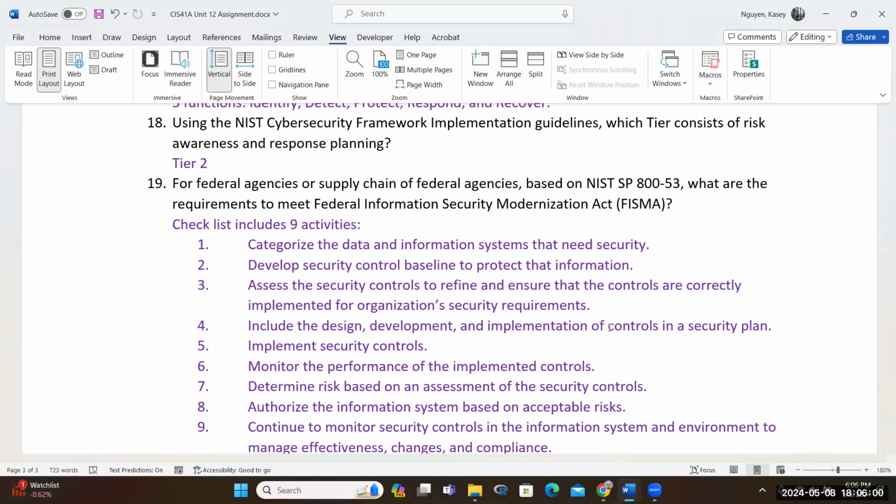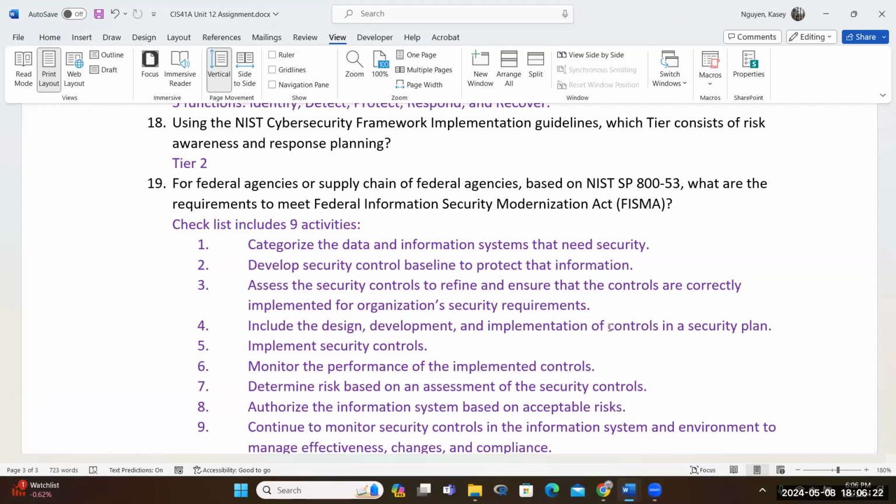Then once you implement the control, you need to assess the control and refine the control, right? We want to make sure, is it effective? What level of effectiveness is it? And then we want to make sure that we improve or refine to make sure that the control is done correctly.